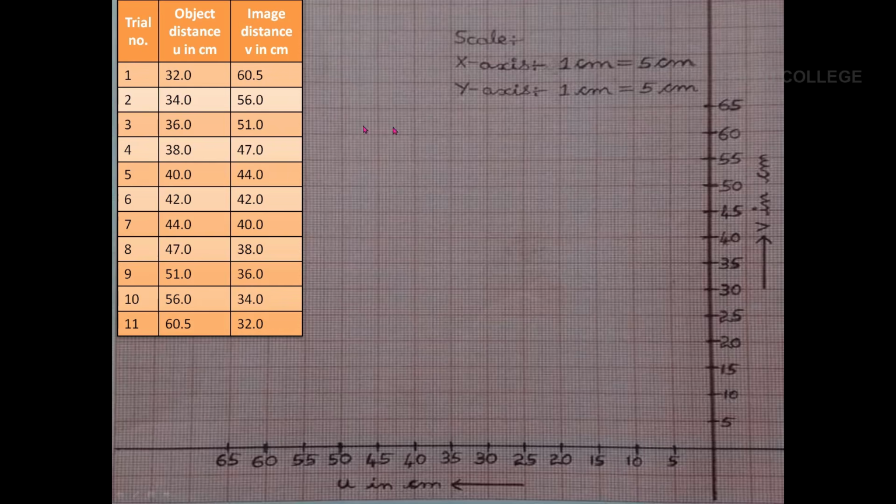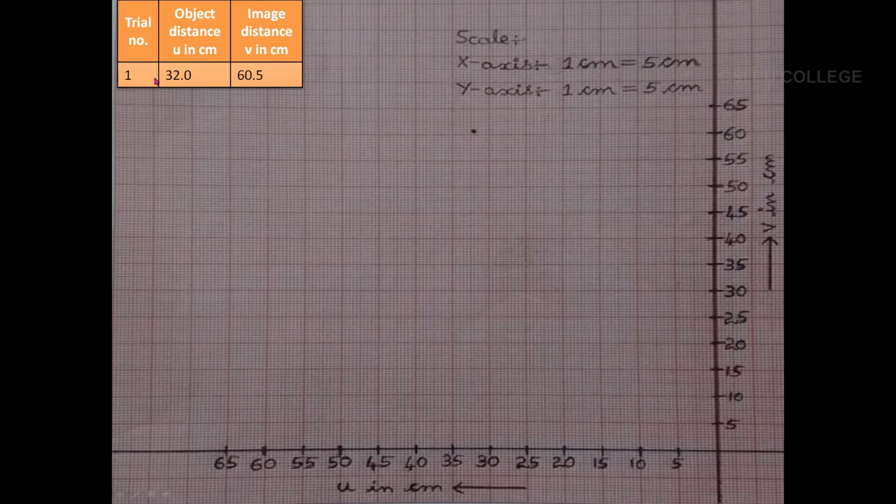Now, let's plot for these readings. The first reading is this. For the object distance of 32 centimeter, image distance is 60.5. So, here we have 30. The next second division is 31, and this division is 32. So, for 32, it is 60.5. So this is 60, and the next division is 60.5. So we have plotted the first reading now.